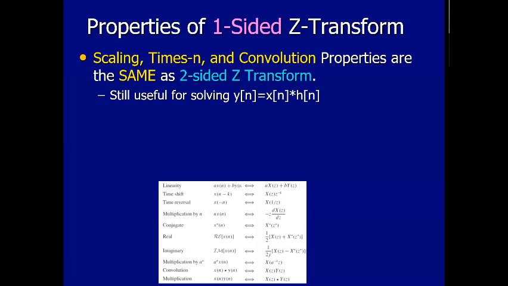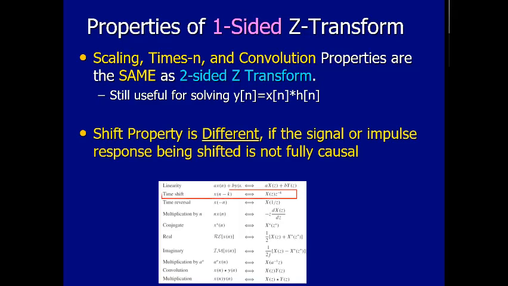For scaling, times n, convolution, those ones that we were using to find zero state responses, the one-sided and the two-sided Z transform have all the same properties. So we can do all the same things with the one-sided transform that we can do with the two-sided transform as long as we are working with causal signals and causal systems. The one big difference is the shift property, the time shift property of how a shift in the time domain manifests itself in the Z domain for the one-sided transform.